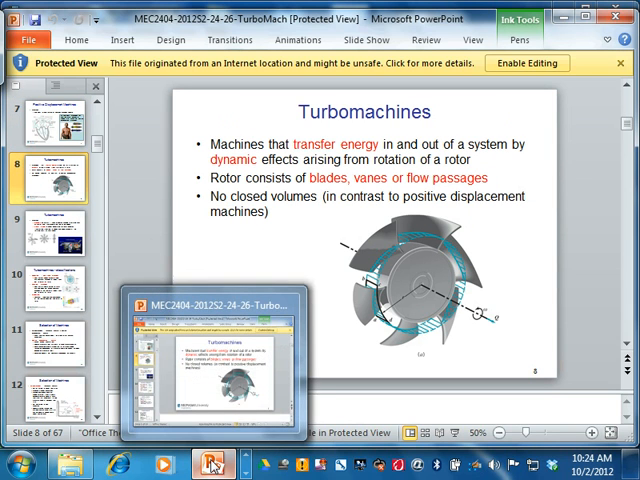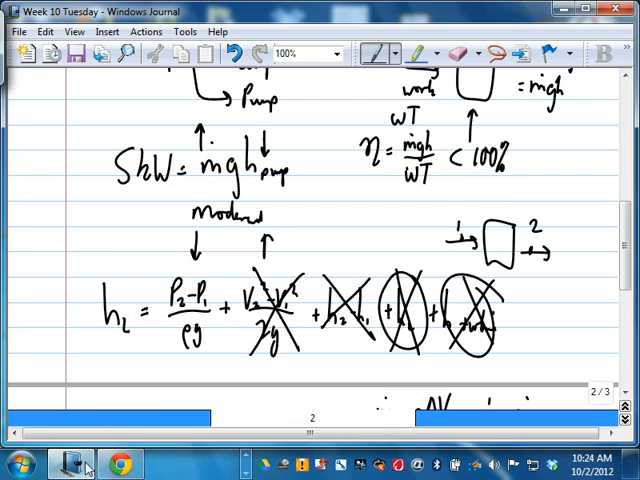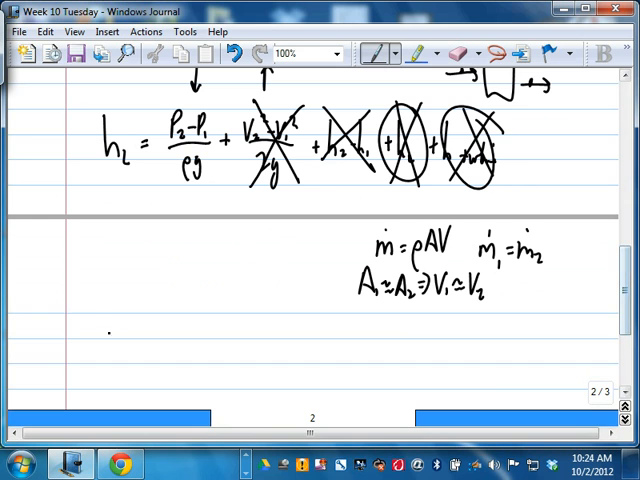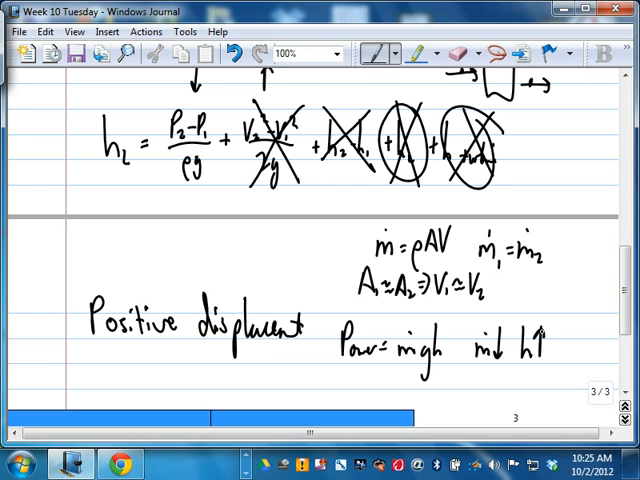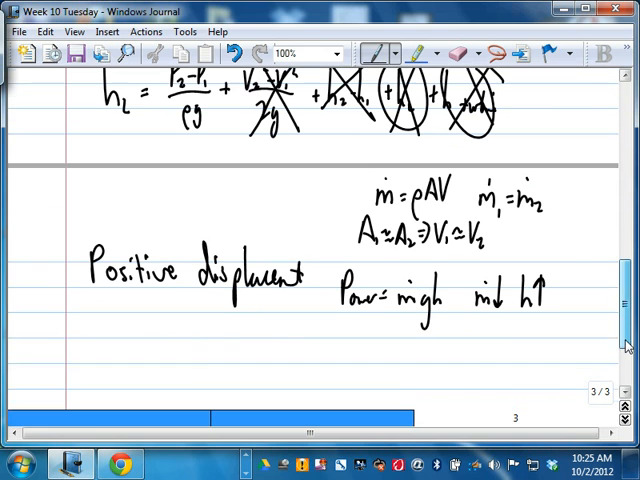Then, on the other extreme, so where's my notes? Okay? Positive displacement is for power equal to m dot gH. It's for low m dot, high H. All right. So that's the positive displacement pump. That's number 1.